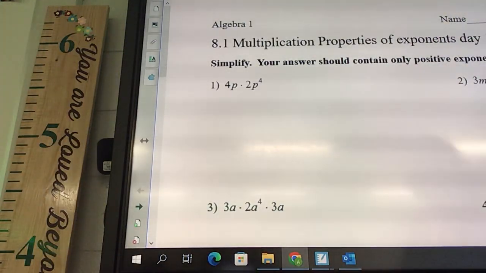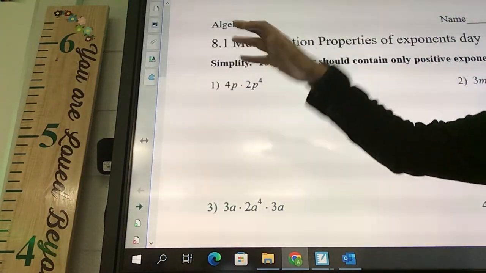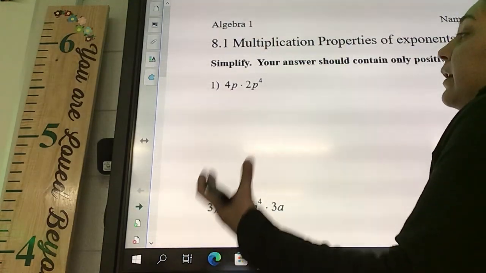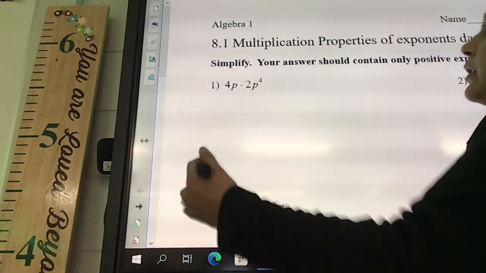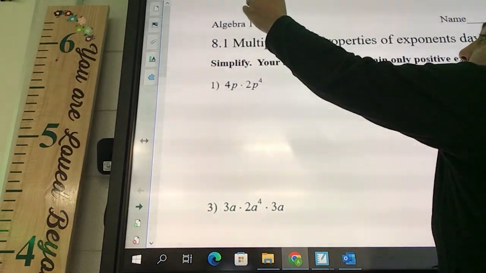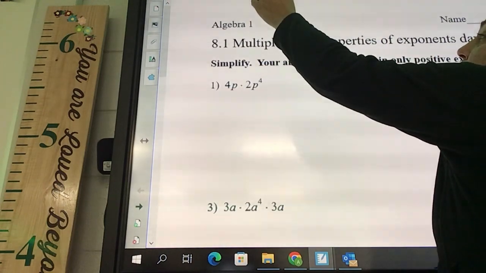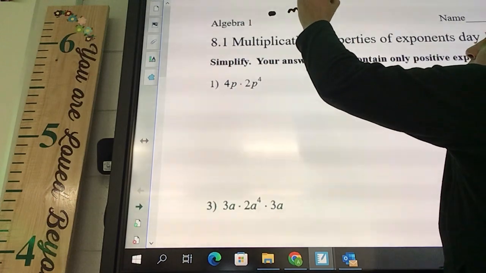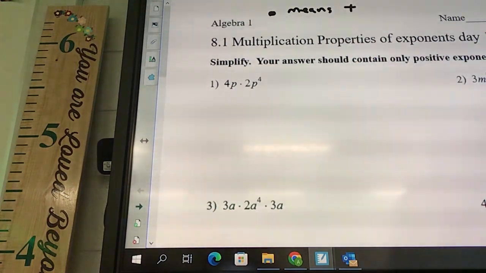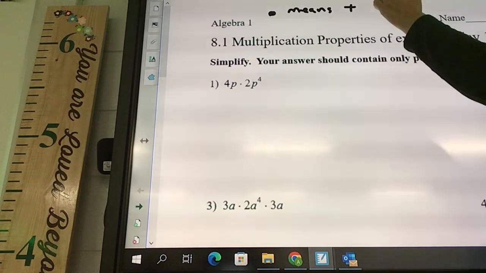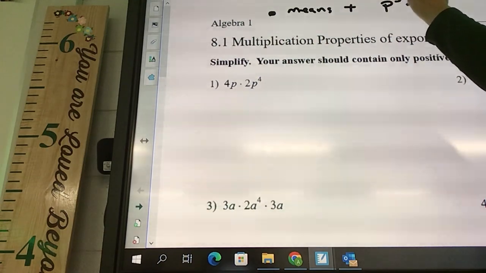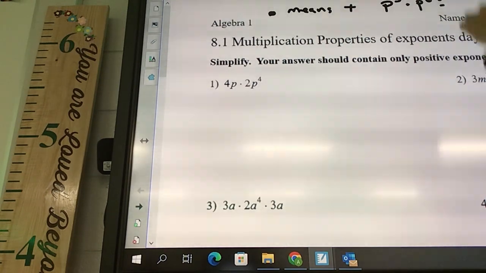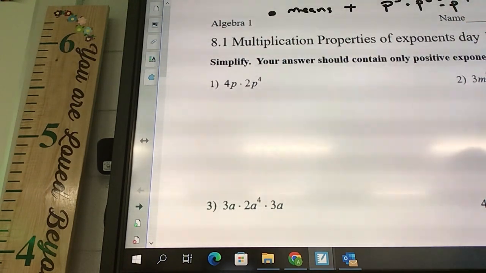Okay, it is because of that dot in the middle. So that means the multiplication property. And the multiplication property essentially says that when you multiply with exponents, you add the exponents. So when we're timesing, or when you see the dot, that means add the exponents. So if we had p to the 3 times p to the 6, well, 3 plus 6 is going to be 9, so it'd be p to the 9.